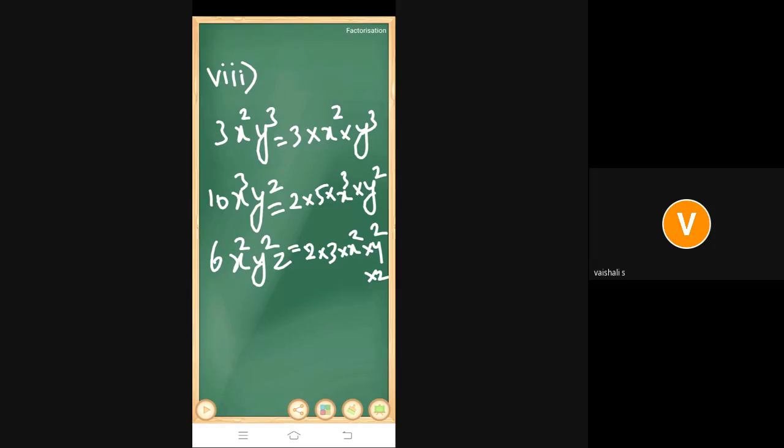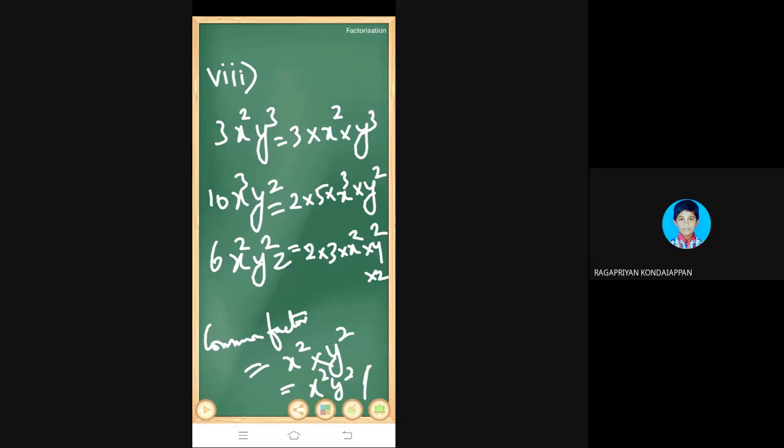So now what is the common factor? Ma'am, x square and y square are common. Y square is not common. 3 is not common. In all the three terms it should be common. So 2 is not common, 3 is not common, 5 is not common. X is common, least power is x square. Z is not common, so the answer is x square. That is the answer. X square.